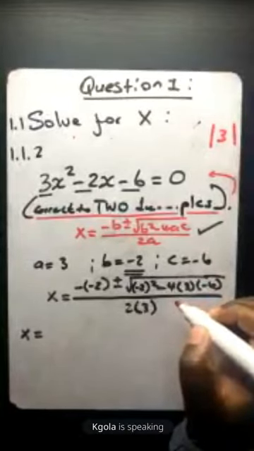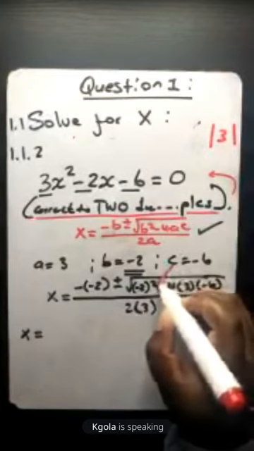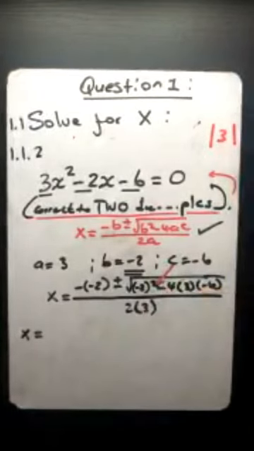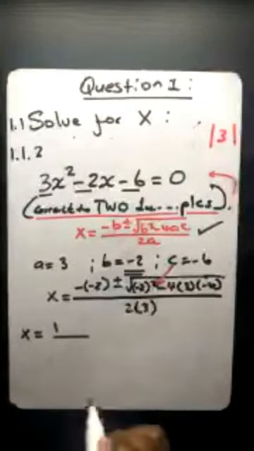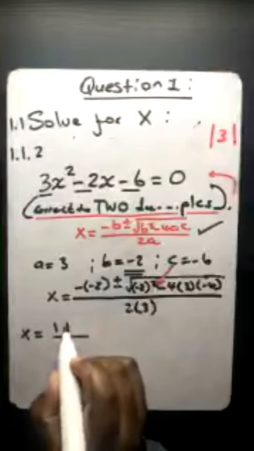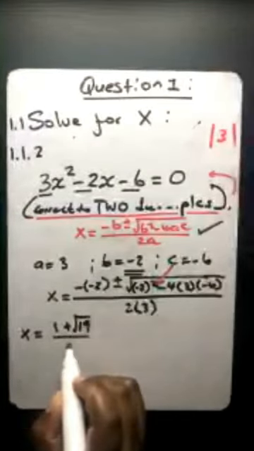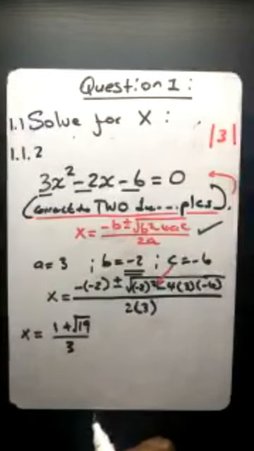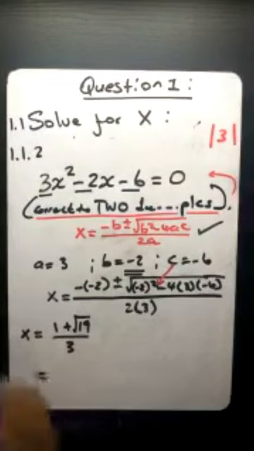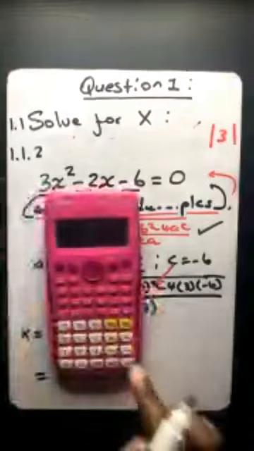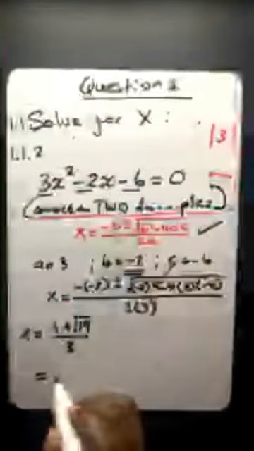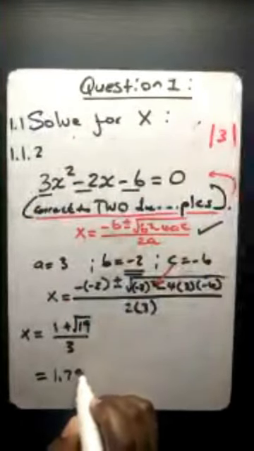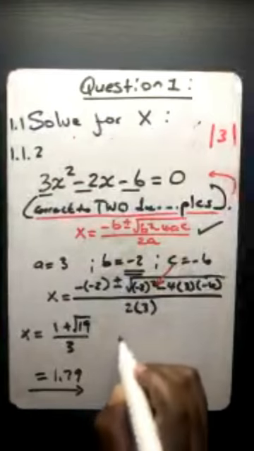The common mistake that you make is to forget that power there. Make sure not to forget that. Whatever you're getting there, I think it's what I got as well. This is what I'm getting. Is this what you're getting? Yes, sir. Okay. Then from there, this is the button that you click to convert it to a decimal. They said correct to 2 decimal places, so that means we're getting 1.79. Is this what you're getting for the first answer?